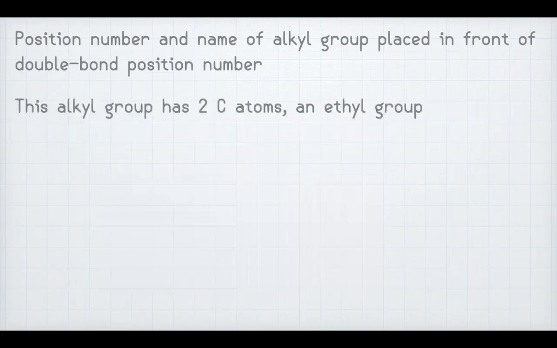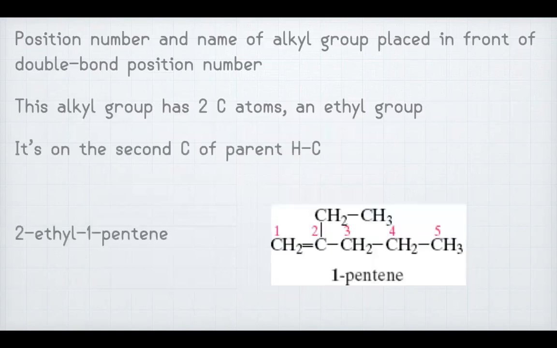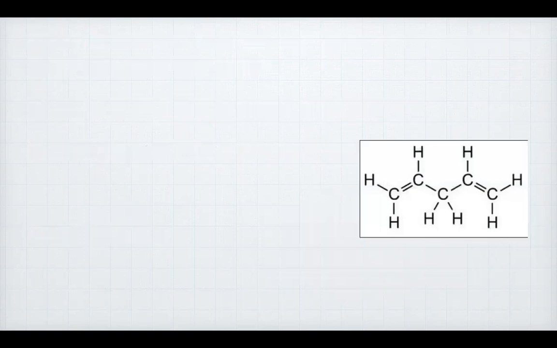Okay, and then same thing that you did before. You put the position number of the alkyl group in front of the name of the alkyl group. So in this example, you have 1-pentene as your parent. Because the position number is already given to the double bond, you see that this is an ethyl group and it's on number 2. So it's 2-ethyl-1-pentene. Another reason why I like putting the 1 in the middle is that it gets rid of this hyphen in front of the name, even though it occurs in the middle. Like I said, it's totally up to you, the way that you want to do it.